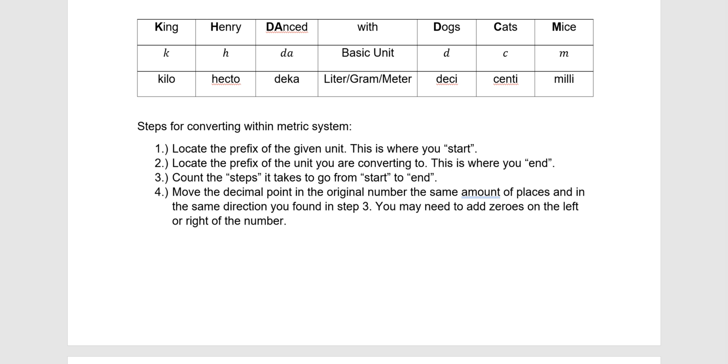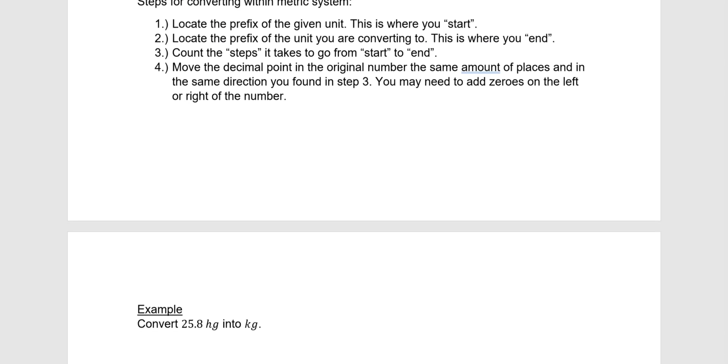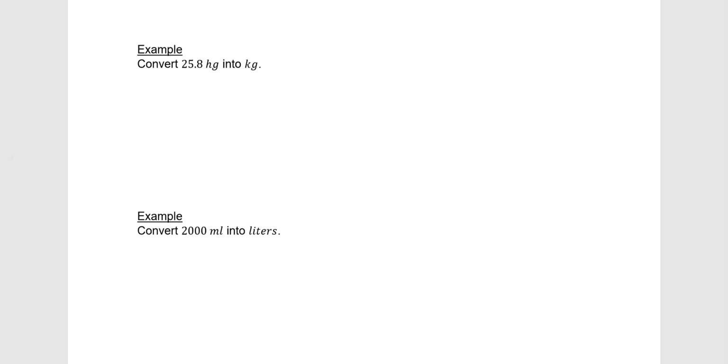And we're going to move the decimal point from the original number the same amount of places in the same direction that we just found in step 3. And then we might have to add zeros on the left or to the right of a number. Okay, so it's relatively simple as long as you have those prefixes memorized in the proper order. Okay, so let's do a couple examples here.